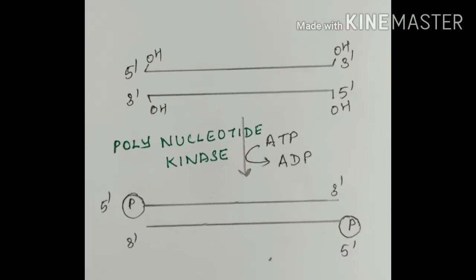In this figure, the 5' end of the DNA is phosphorylated by polynucleotide kinase by transferring the gamma phosphate of ATP.